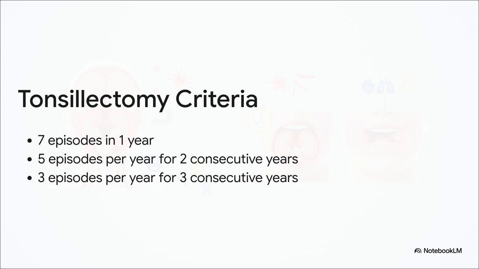We don't just yank tonsils out on a whim anymore. For recurrent disease, a tonsillectomy is recommended only if the patient meets the very exact American Academy of Otolaryngology-Head and Neck Surgery frequency criteria. You basically have to commit these to memory. It's 7 episodes in a single year, or 5 episodes per year for 2 consecutive years, or 3 episodes per year for 3 consecutive years. It's a highly structured threshold: 7 and 1, 5 and 2, 3 and 3.